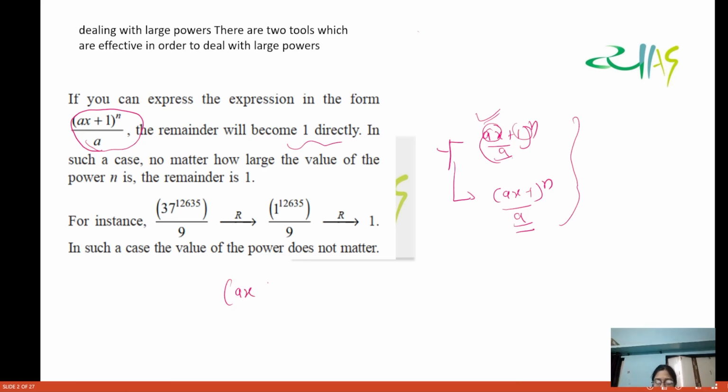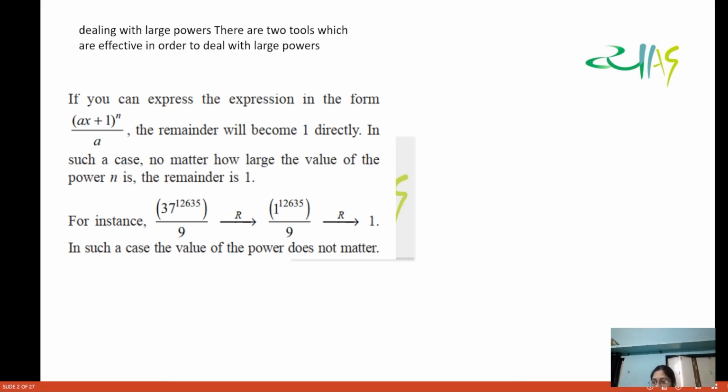You have ax plus 1, now to the power n. This ax is divisible by a, so you will get remainder 0, and then remainder 1 is left, 1 divided by a. Now 1 to the power n, however many times you do it, you will get 1 itself. So this is how we do it.